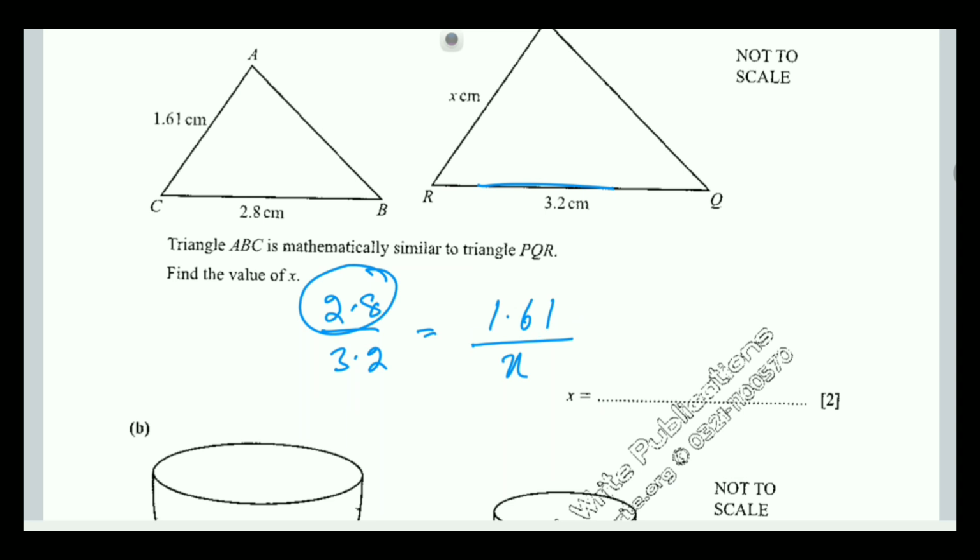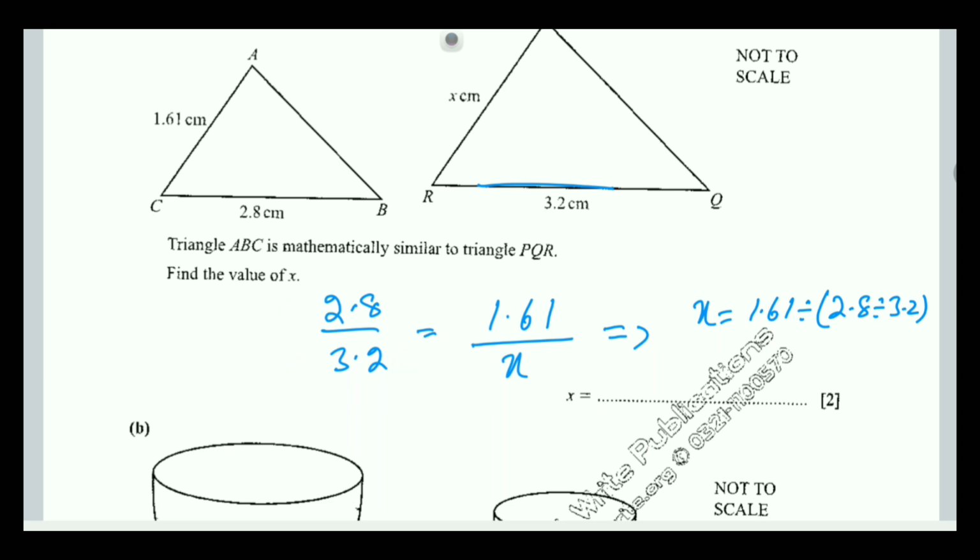So again I am telling you, if you have decided to put the smaller triangle in the numerator, their lengths will be in the numerator and the bigger one's length will be in the denominator. Now we have to make x the subject, so we will at once put it in the calculator. X is equal to 1.61 divided by 2.8 divided by 3.2. Don't forget to use brackets with this value.